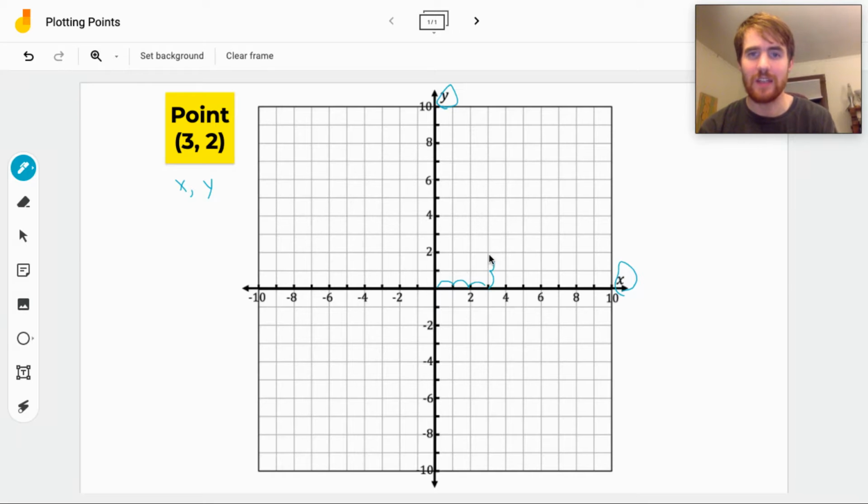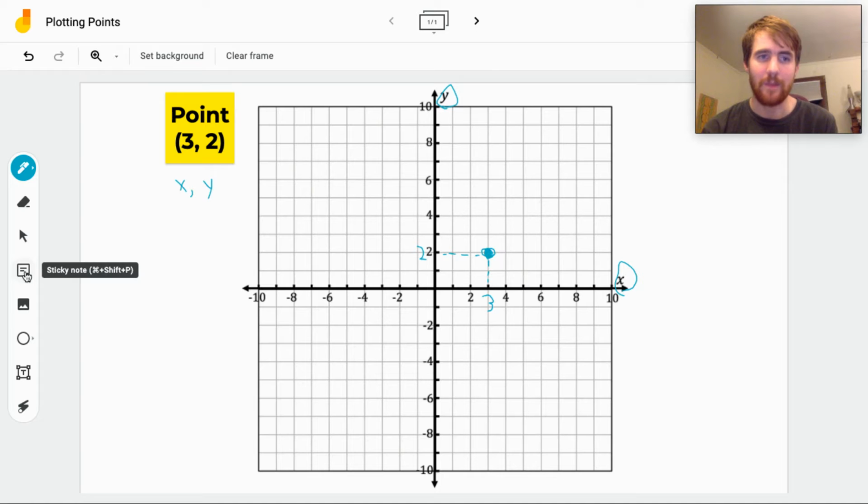Now you don't actually need these dots. You're just going to plot a point at the final spot. And if you look, that point should line up with a 3 on the x-axis and a 2 on the y-axis. And there you have it. Here is one point plotted.